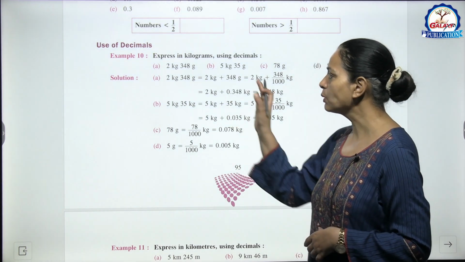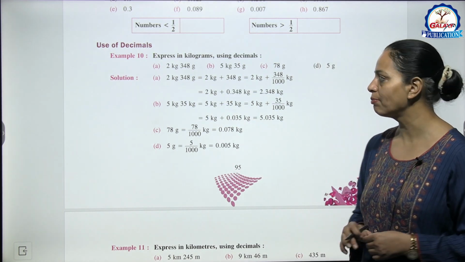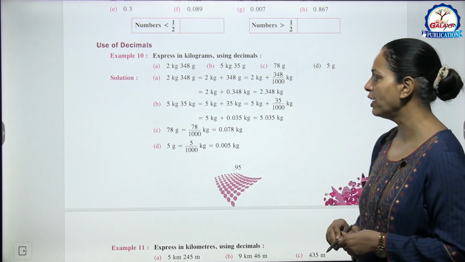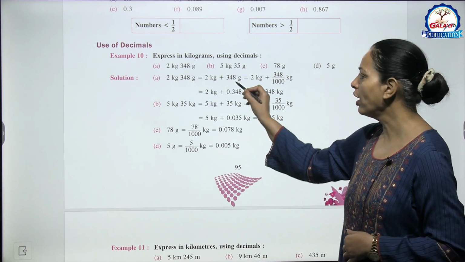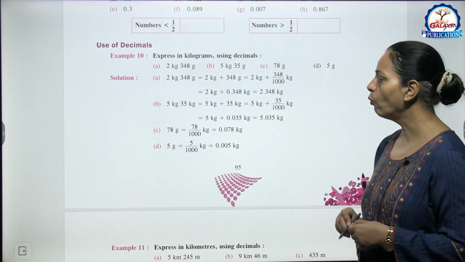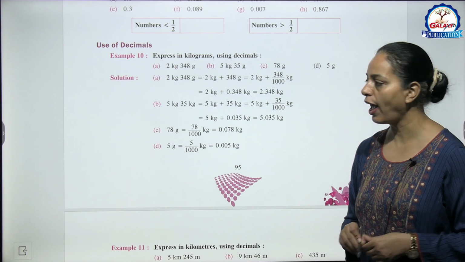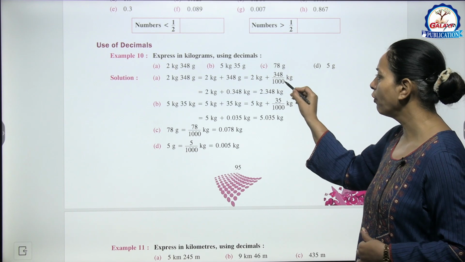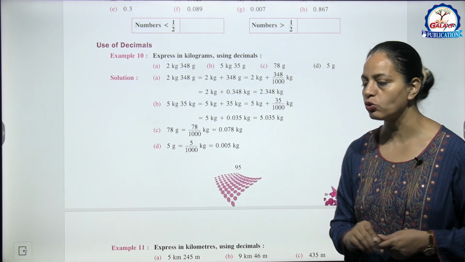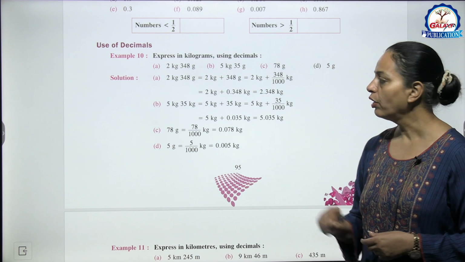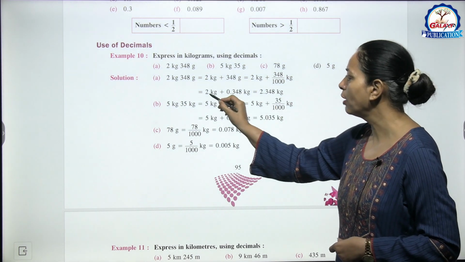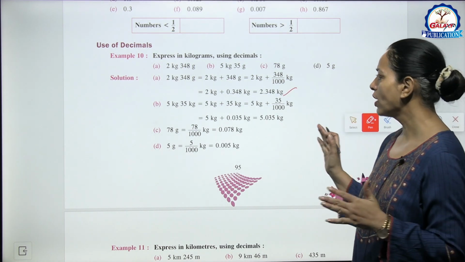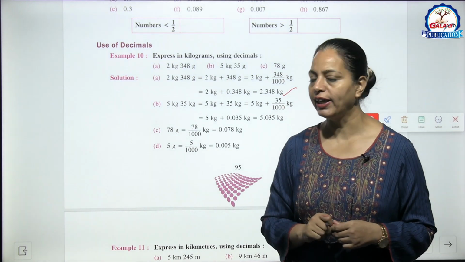Now the next is use of decimals. Example 10, express in kilograms using decimals. A part 2 kg 348 gram. It means 2 kg plus 348 gram. You know 1 kg equals to 1000 gram. So we will change gram also into kg. So 348/1000 kg. Now write in decimal form. It becomes 2 kg plus 0.348 kg. So answer is 2.348 kg.